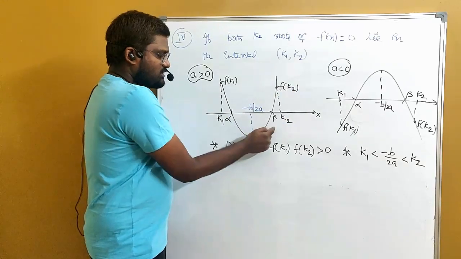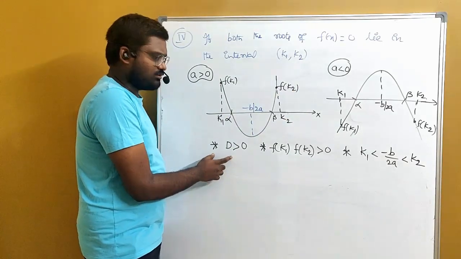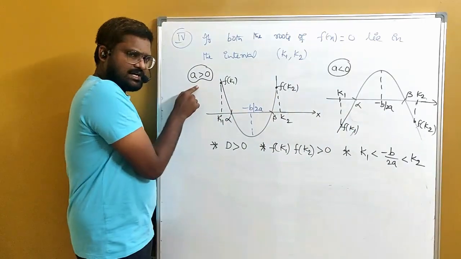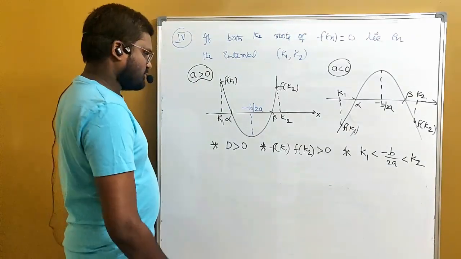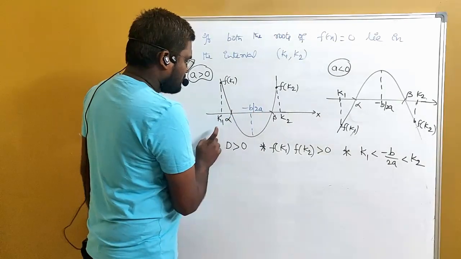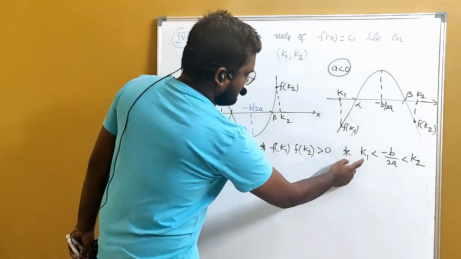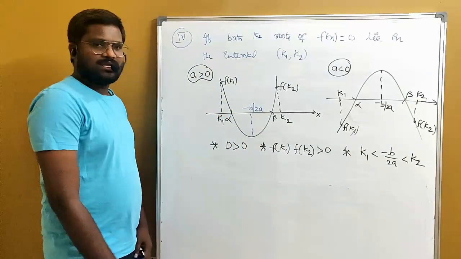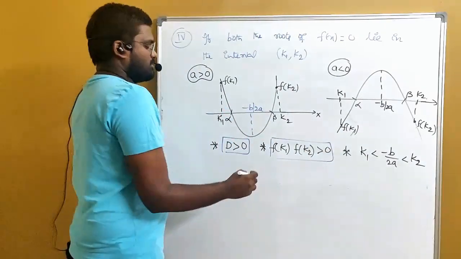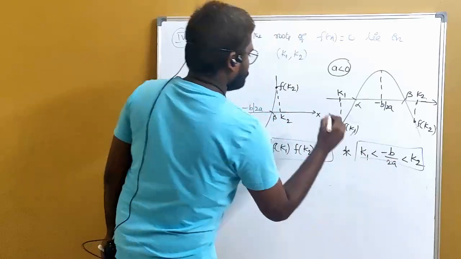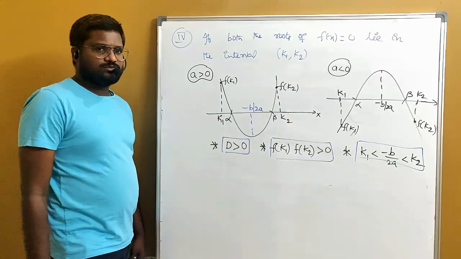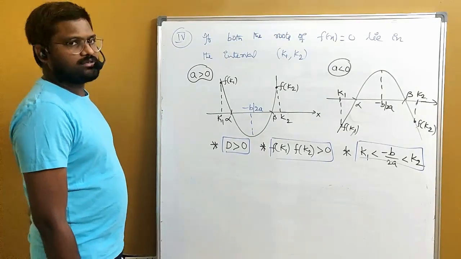So since it has two distinct roots, discriminant is greater than 0. And one more thing, f of k1 and f of k2 are having same signs in both the cases, when a greater than 0 as well as a less than 0. And one more thing, since roots are lying in the interval k1 and k2, definitely minus b by 2a will belong to the interval k1 and k2. That's why I have written k1 less than minus b by 2a less than k2. So in this particular case, we will get these three restrictions. Now let us move to the next case.